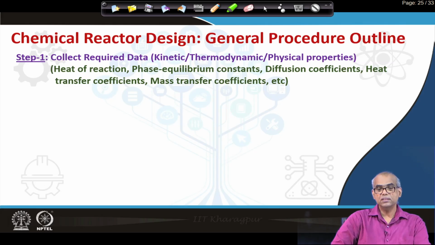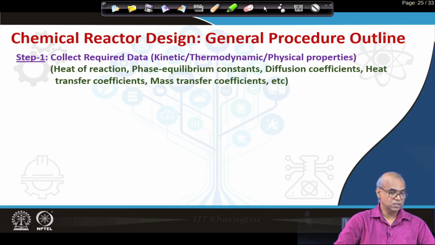Now, let us outline the general procedure for chemical reactor design. In step 1, collect required data: kinetic data, thermodynamic data, physical properties, etc. The data that are important are heat of reaction, phase equilibrium constants, diffusion coefficients, heat transfer coefficients, mass transfer coefficients, etc.